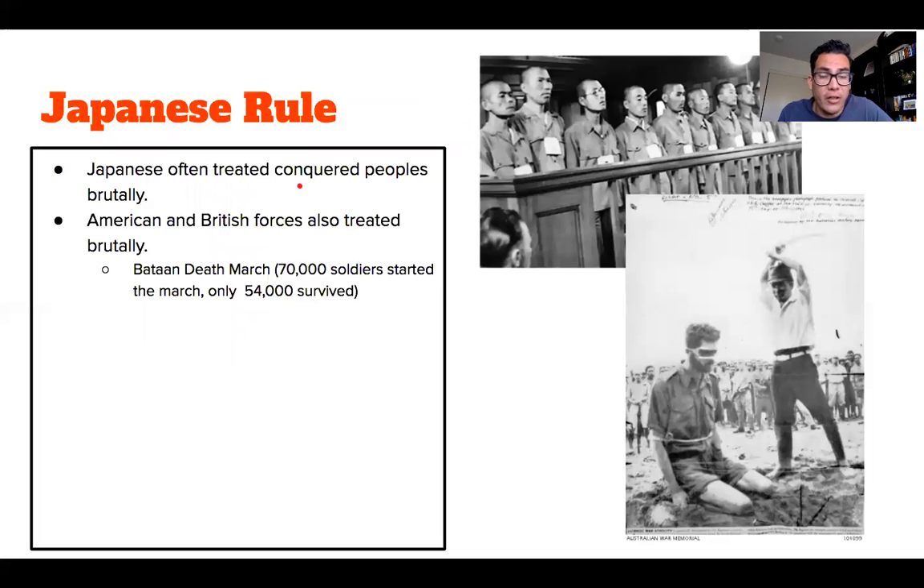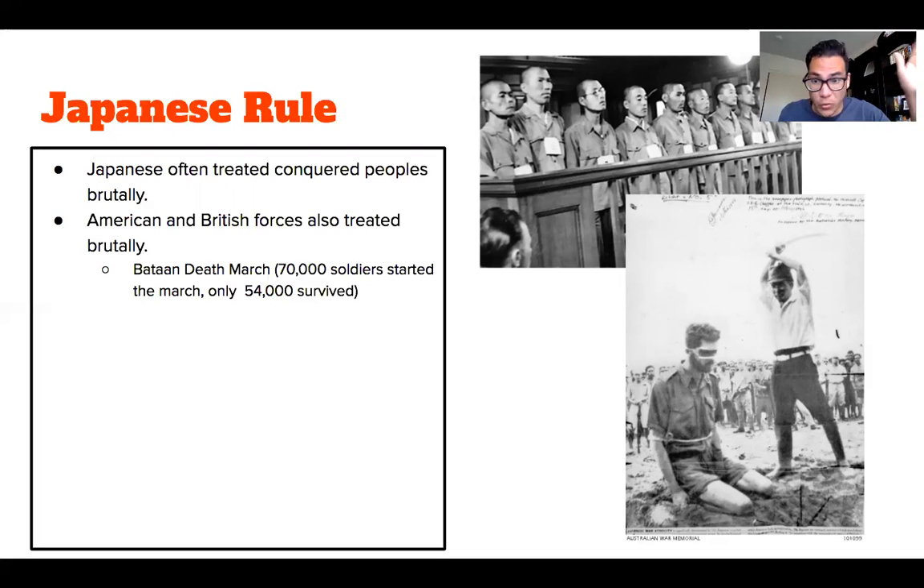They often treated conquered peoples brutally. You're going to see a picture in the chapter reading where there's even a newspaper headline. It looks like a cheerful newspaper headline, like it's in the sports section or something, and there's a score, 103 to 105. It wasn't a baseball game. It wasn't a football game. It wasn't basketball. It was a game between two lieutenants who, in an hour, challenged each other to see who could kill more people with a sword. And that's what they were doing for fun.